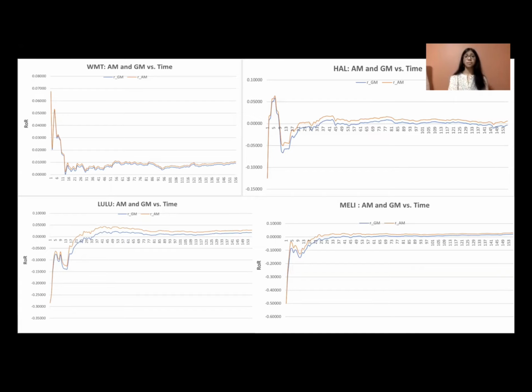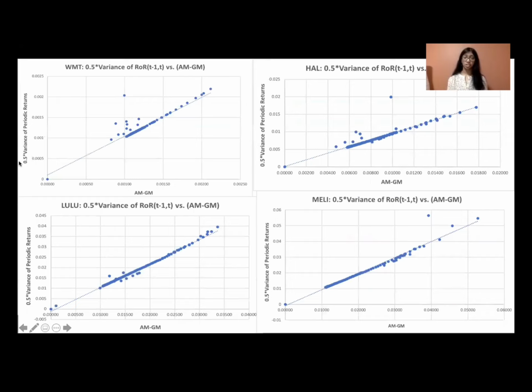This is also represented by the graphs on the next slide. The y-axis here shows the variance of the rate of returns, and the x-axis shows the difference between the two means, geometric and arithmetic. As there is a linear trend in all these graphs for the stocks, we can see that the variance is approximately equal to the difference in the means, geometric and arithmetic, and as the difference is almost zero, this also shows that the volatility is low for these stocks.